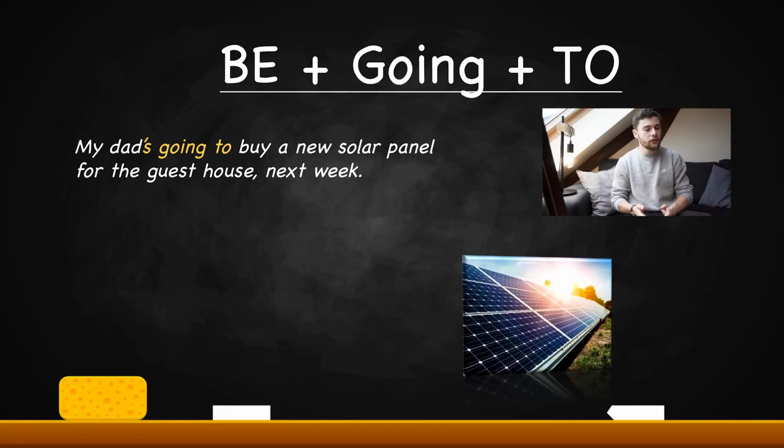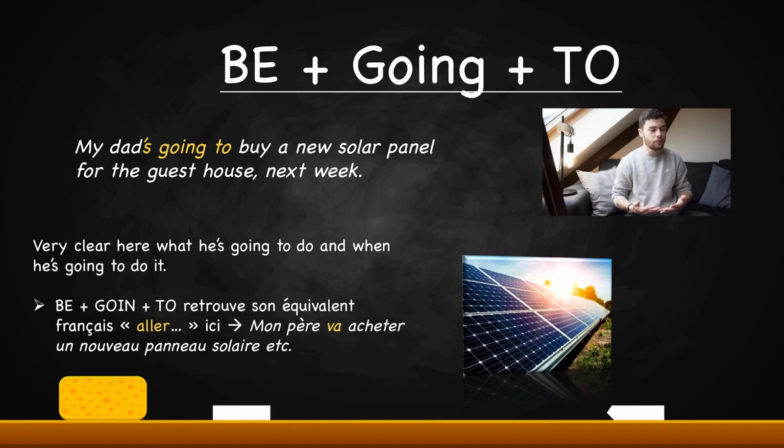Let's look at the second example now with be going to. My dad's going to buy a new solar panel for the guest house next week, right? What it means here, it's very simple. It's very clear what it is, what my dad is going to do and when he's going to do it. Here, be going to retrouve son équivalent français, entre guillemets, aller faire quelque chose. Ici, si on devait traduire cet énoncé-là, on pourrait dire « Mon père va acheter un nouveau panneau solaire, etc. » D'accord? Donc gardez ça aussi en tête, cette possibilité de traduction de « be going to » par « aller faire quelque chose ». Now it's your turn.